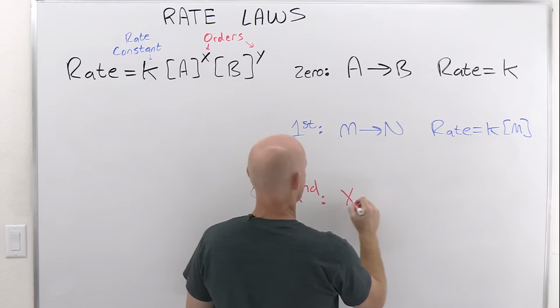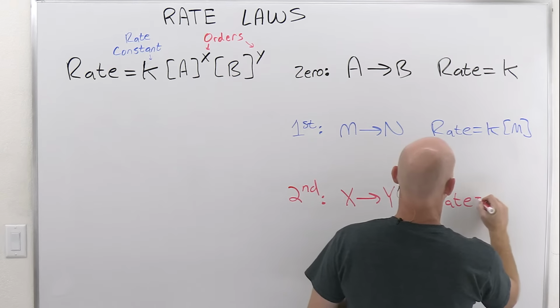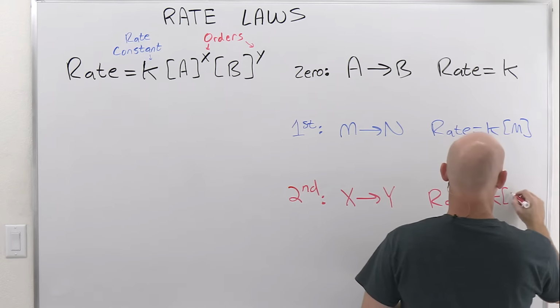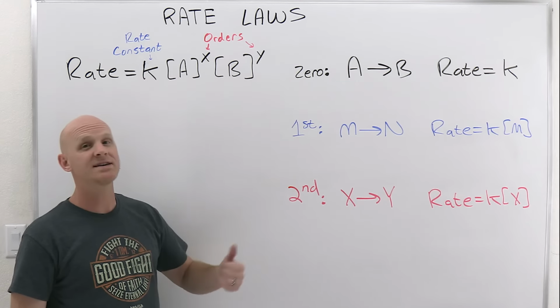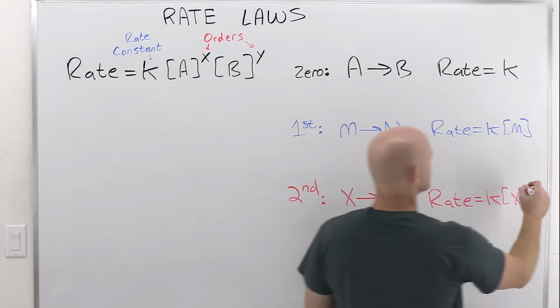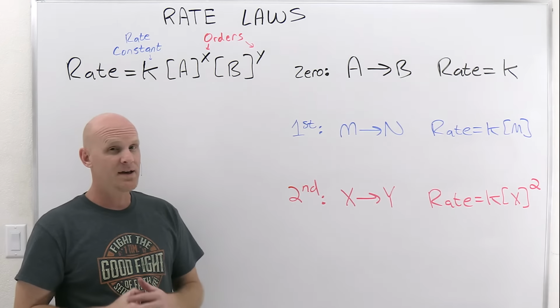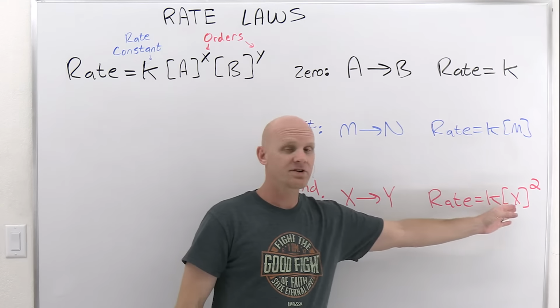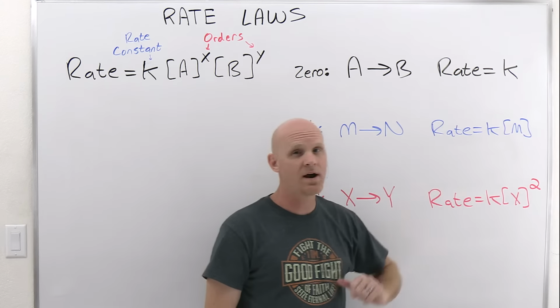So in this case, I'm going to do x going to y. And so x being the reactant, typically what's going to show up in the rate law. In this case, what makes it second order is it's going to have an exponent of 2. And so what this ultimately means is that now the rate is not proportional to the concentration of x, now it's proportional to the concentration of x squared.